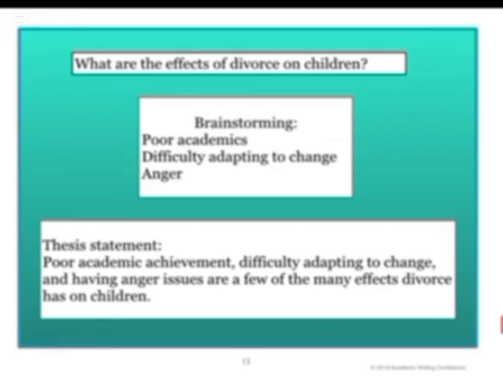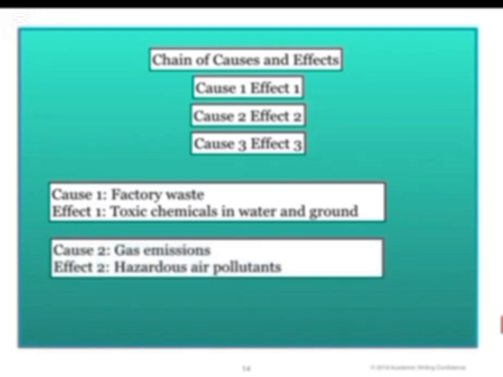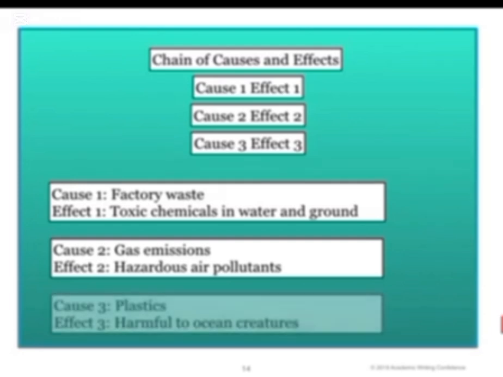Finally, let's talk about the chain of causes and effects. Here we may be talking about pollution, and our first cause would be factory waste. Now, the effect of this is that toxic chemicals appear in water and in the ground. Cause number 2 could be gas emissions with the effect of hazardous air pollution, and cause number 3 could be plastics with the effect of being harmful to ocean creatures.